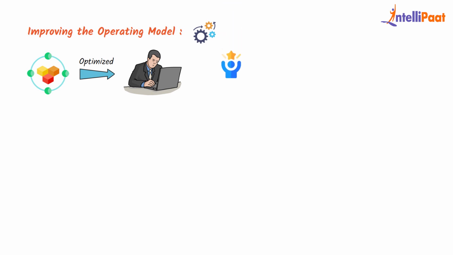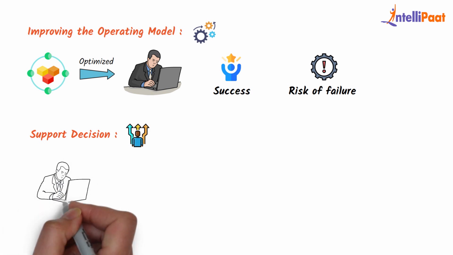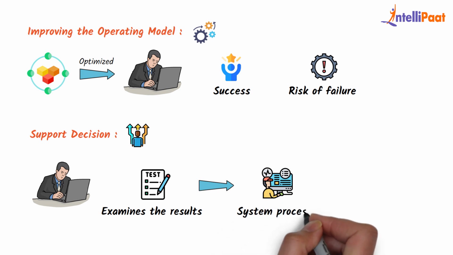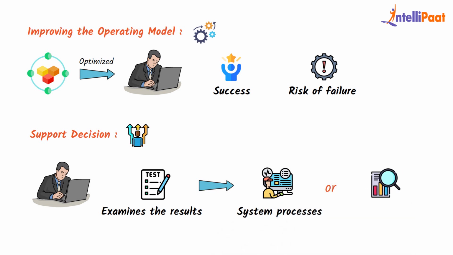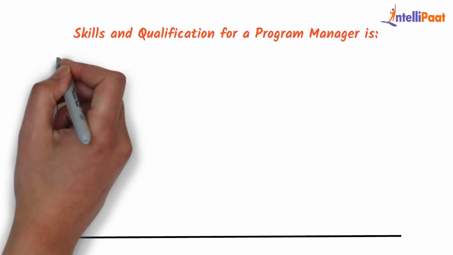Number 6. Improving the operating model. The operating model is optimized by a program manager to maximize the rate of success and reduce the risk of failure. Number 6. Support decision. The program manager examines the results to see if there are any instances where system processes or outcomes could be improved. So let's check the skills and qualifications for a program manager.